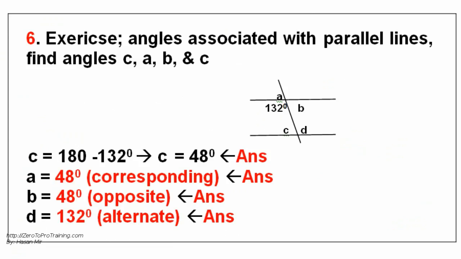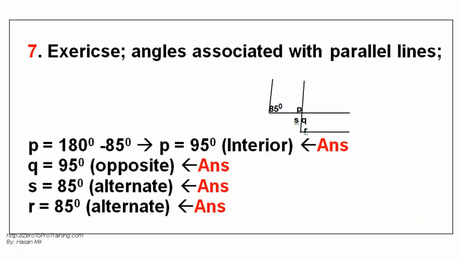Next, exercise 6, angles associated with parallel lines, which yields in degrees, C equals 48, A equals 48, corresponding, and opposite are B equals 48 and D equals 132. Next, exercise 7, angles associated with parallel lines, which yields in degrees, P equals 95, interior, Q equals 95, opposite, S equals 85, alternate, and R equals 85, alternate.